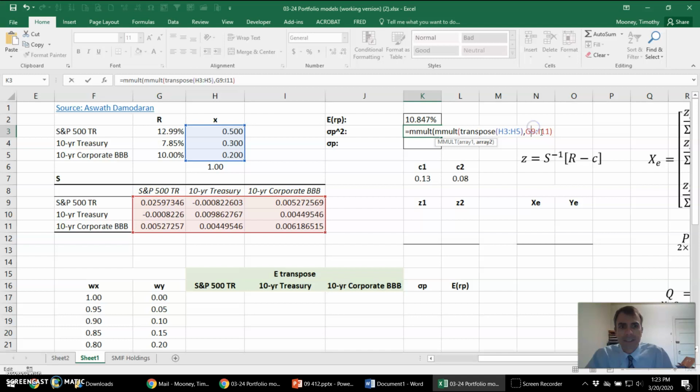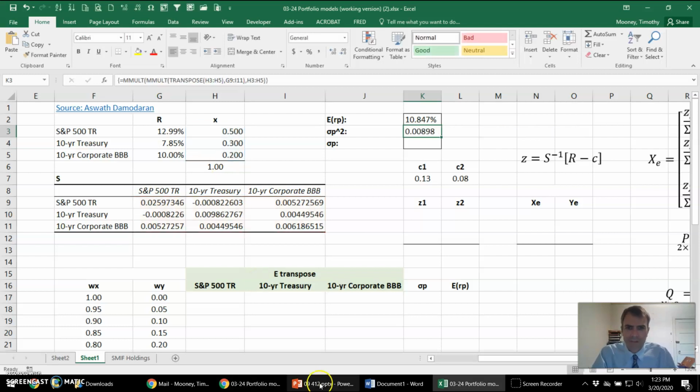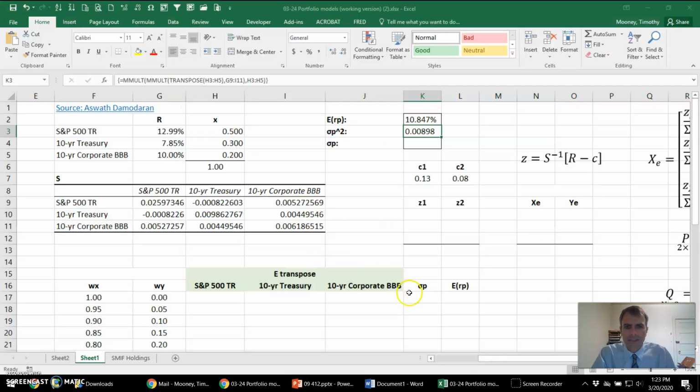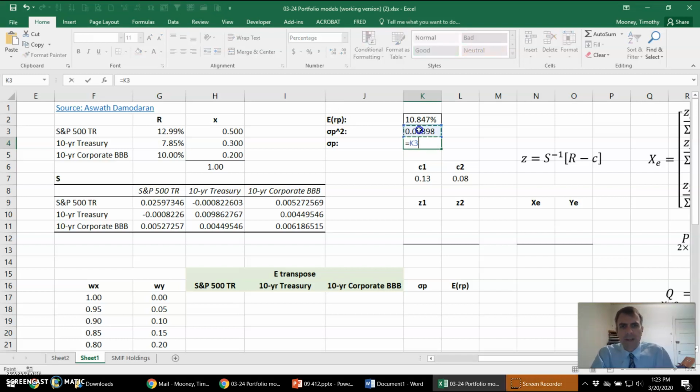That whole thing becomes the first argument of the outer MMULT function. So let's separate this by a comma. X transpose times S, and then the second argument of this outer MMULT function is X again. X transpose times S times X. Control, Shift, Enter. There's the portfolio's variance. This is what we've done in Excel: X transpose times S times X. Nice. And then taking the square root of that, raise that to the 0.5 power. Here's the standard deviation. Okay, and that looks good.